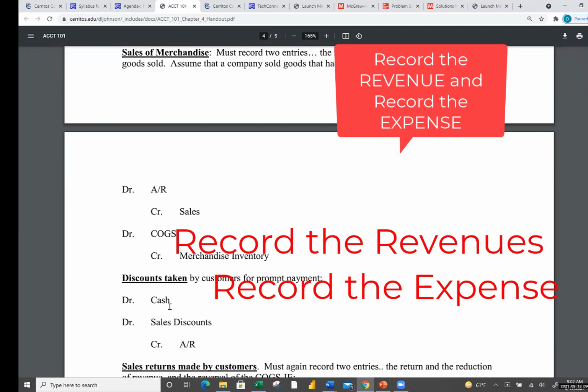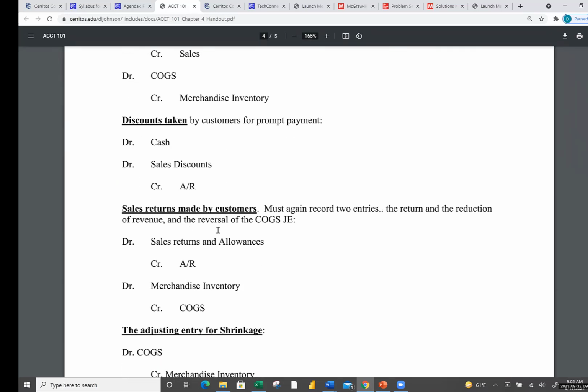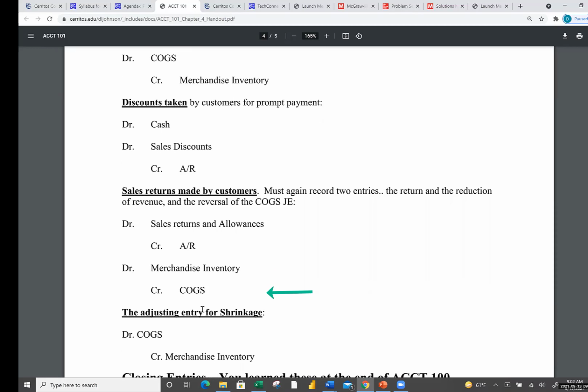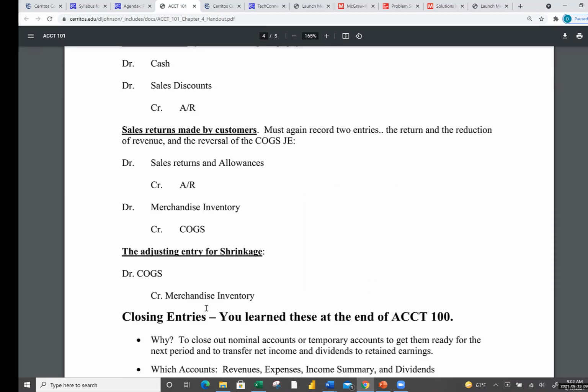And any type of discounts or returns are going to be handled pretty much the same way that you've been doing them. We're used to seeing sales discounts. Those are still intact. And we're used to seeing sales returns. But the difference with the perpetual inventory system now is you've got the revenues. That's not a problem. You also have to remember to take the expense off the books if you're returning something. Okay, so that's sales returns. And then the shrinkage adjustment we'll work more on next time.